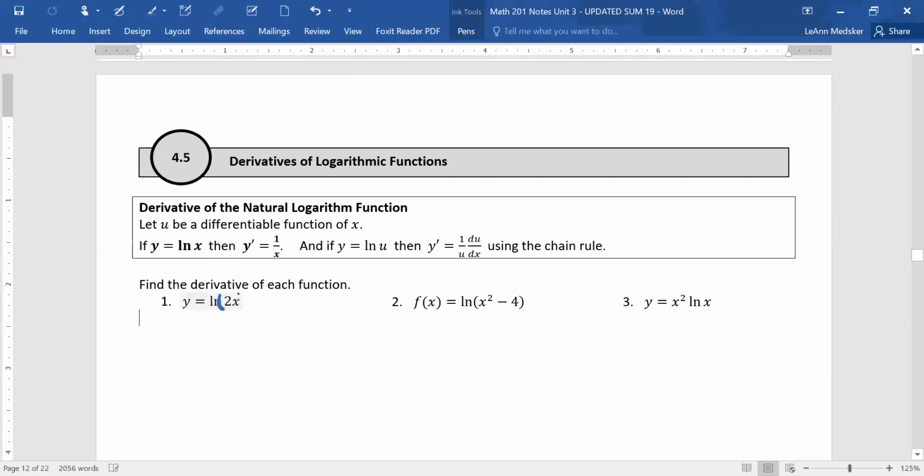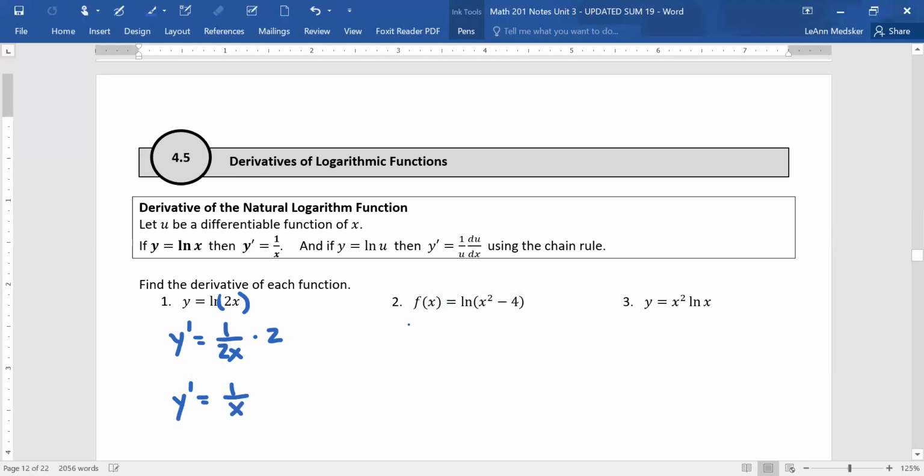Notice that this is natural log of 2x, so I would write that y prime is 1 over 2x times the derivative of 2x, which is 2. Then we would simplify that. The 2's cancel, and it's just 1 over x.